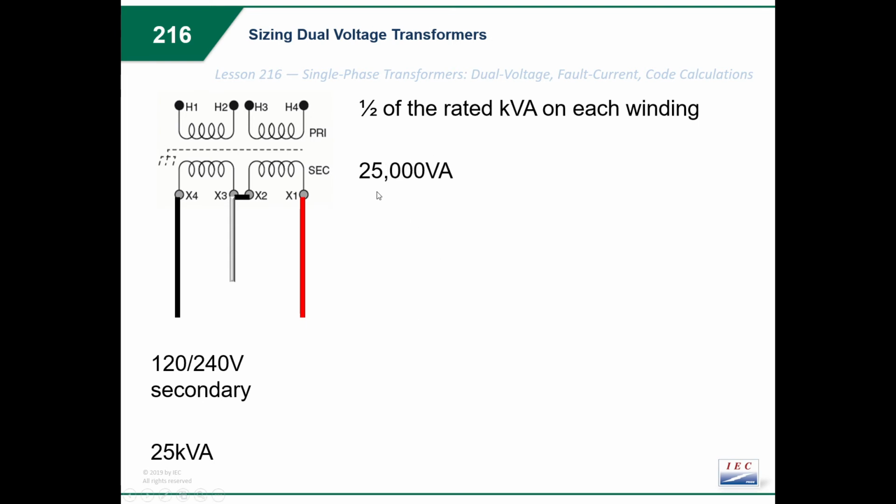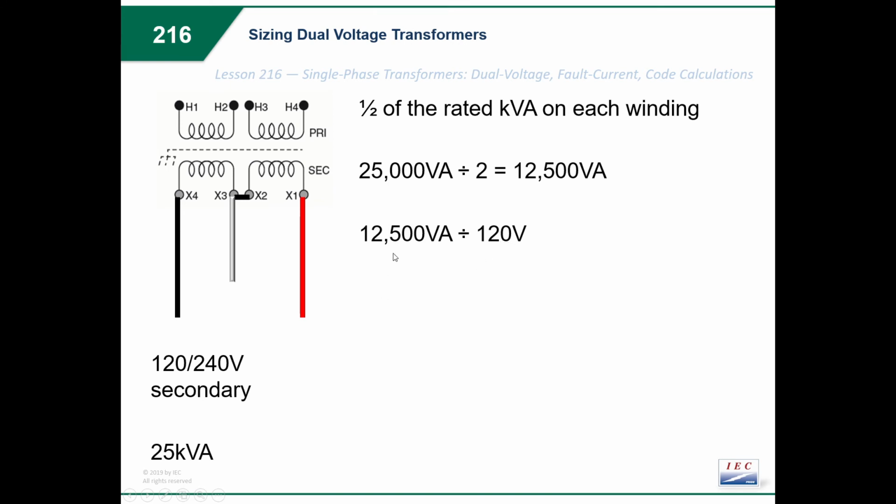we first have to break that down to volt amps rather than kVA. So let's multiply that by 1,000, we get 25,000 volt amps. We're going to divide that by 2, because half is in either coil. So 25,000 divided by 2 is 12,500 volt amps per coil. Okay, let's find out what the amperage is there.